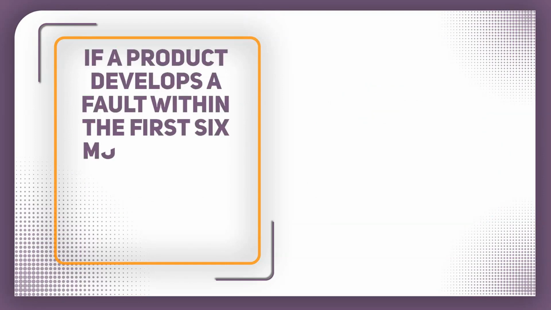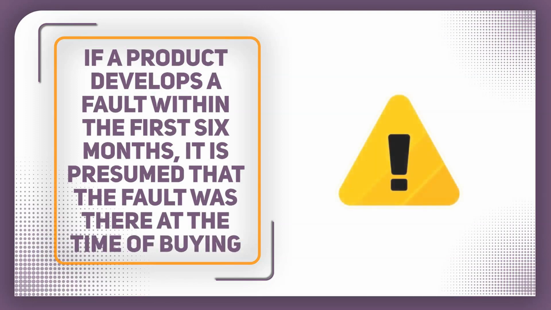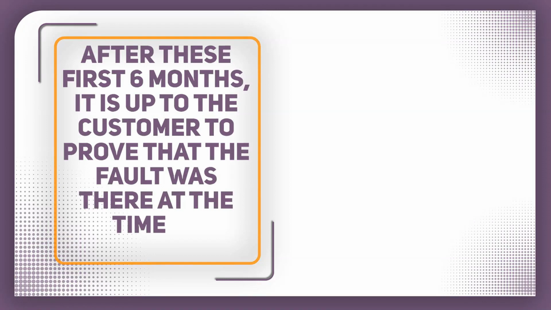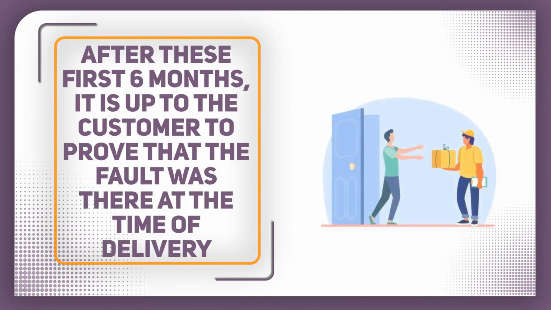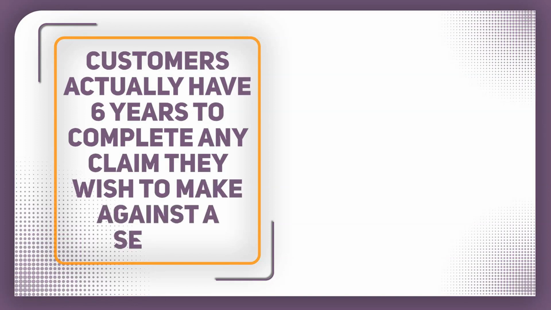After these initial 30 days, if a product develops a fault within the first 6 months, it is presumed that that fault was there at the time of buying. It is now up to the seller to prove that the fault is with the customer. A customer may wish to argue for a reduction in price or a replacement within this time period. And then if a fault develops after these first 6 months, it's up for the customer to prove that the fault was there at the time of delivery. This is usually a much more complicated process for most customers. Customers actually have 6 years to complete any claim that they wish to make against the seller, but it can be more difficult as time moves on.